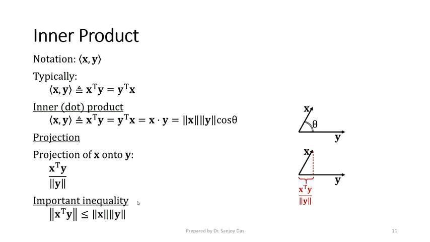This is another inequality. The norm of x transpose y is less than or equal to the norm of x times the norm of y. And that's evident because you have a cosine theta. The cosine theta cannot exceed 1.